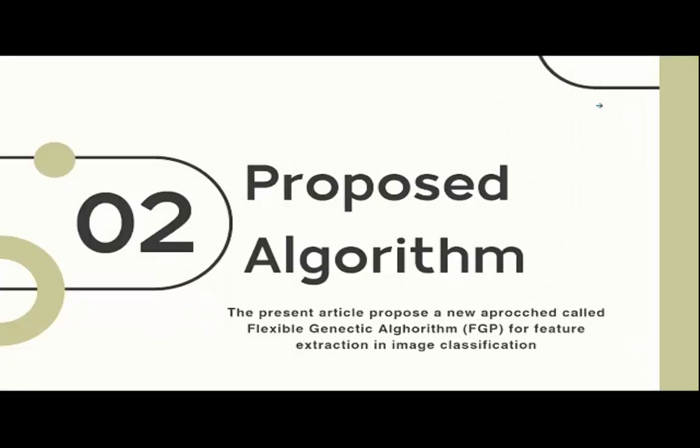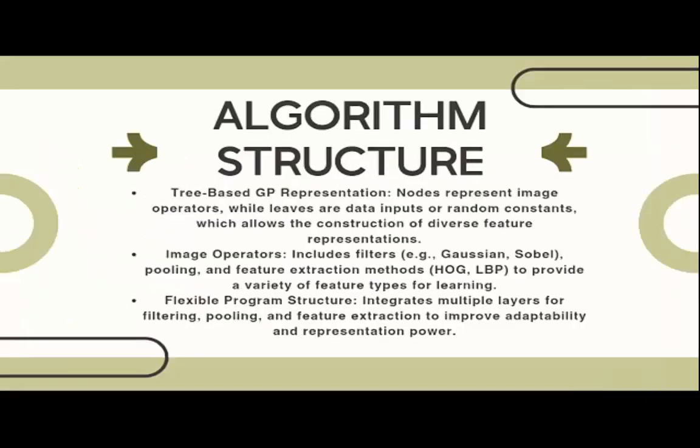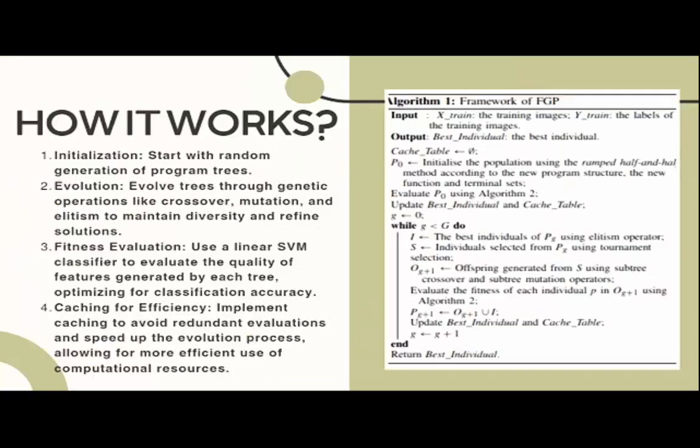Now I'm going to talk about the proposed algorithm called FGP, Flexible Genetic Programming. Well, this algorithm is very similar in structure to the genetic programming algorithm, with the difference that this algorithm integrates multiple layers for filtering, pooling, and feature extraction to improve adaptability and representation power. The structure is the following.